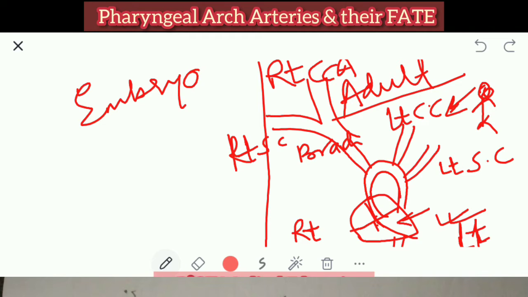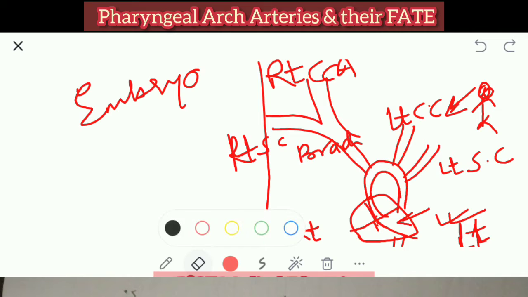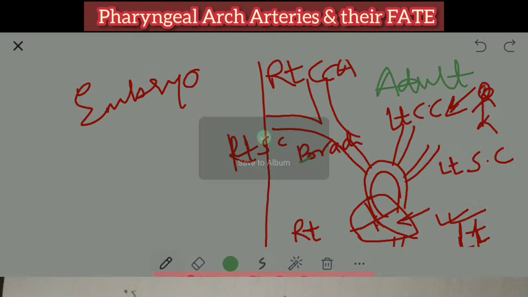Getting my point? I will write this adult in another color. Adult. This is the structure which you have to remember. Once you understand this and correlate this diagram, it will be easy for you to understand what pharyngeal arch arteries are and how they develop. I will save this diagram.